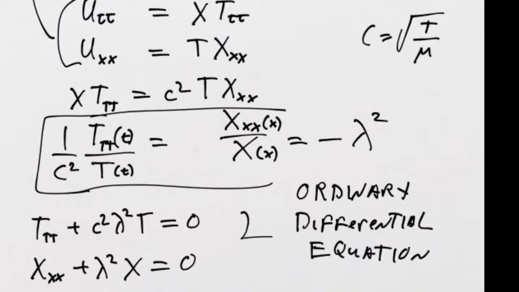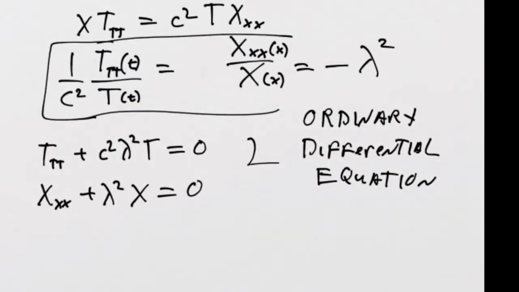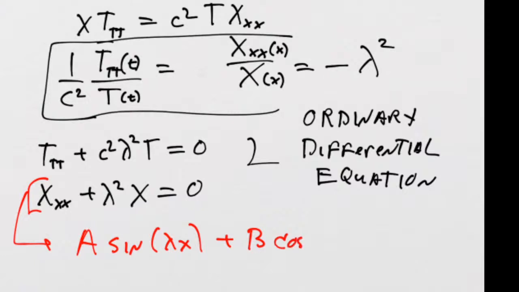And the beauty of this is that these are really easy to solve. If you're familiar with ordinary differential equations, you can literally write down the solutions. So let's look at the solution for x first. I'll do that one in red. That solution is known to be some constant a times the sine of lambda times x plus b times the cosine of lambda times x. And that is the function X of x.